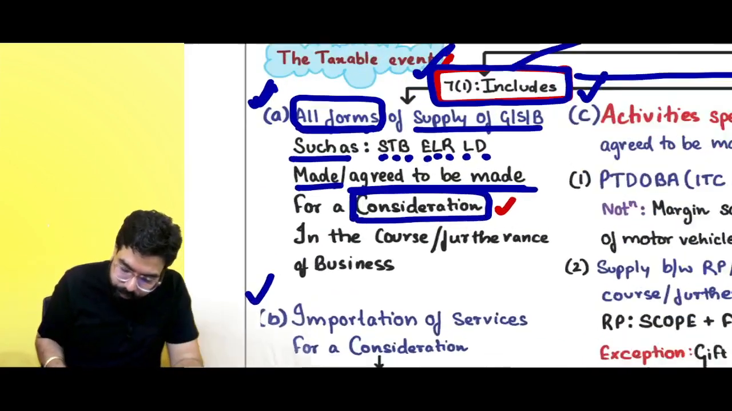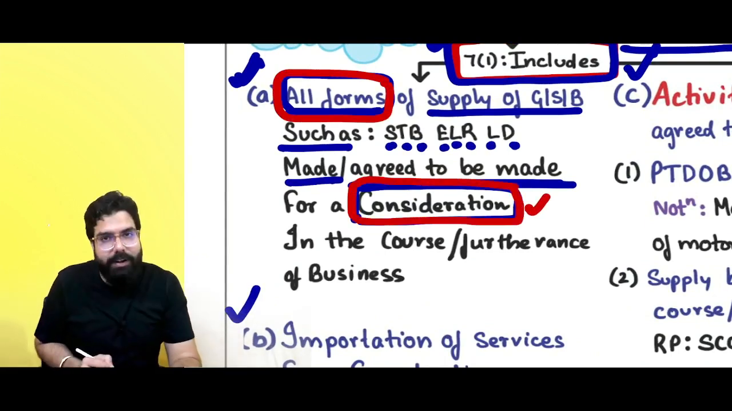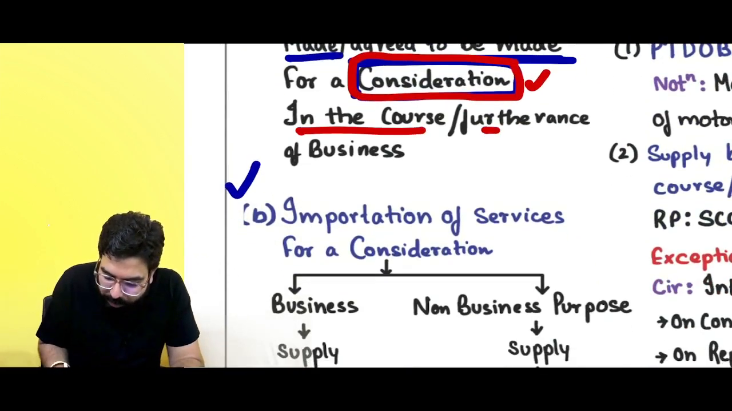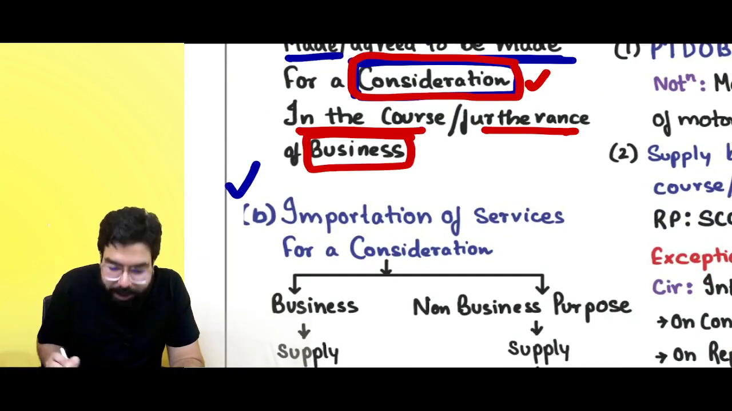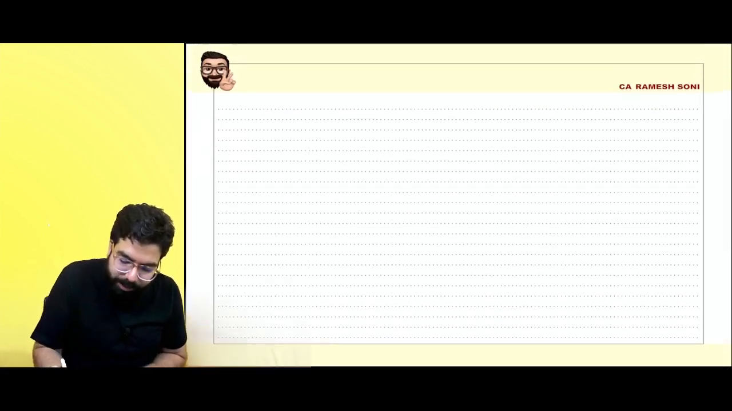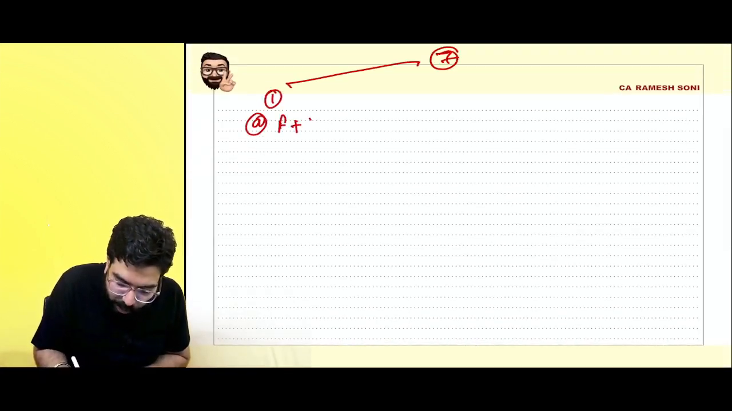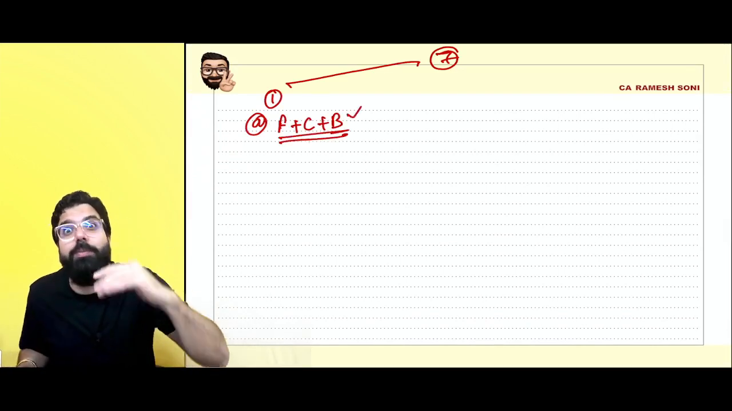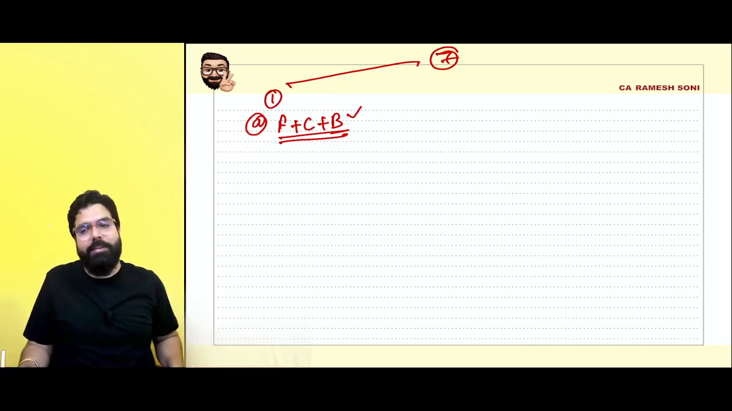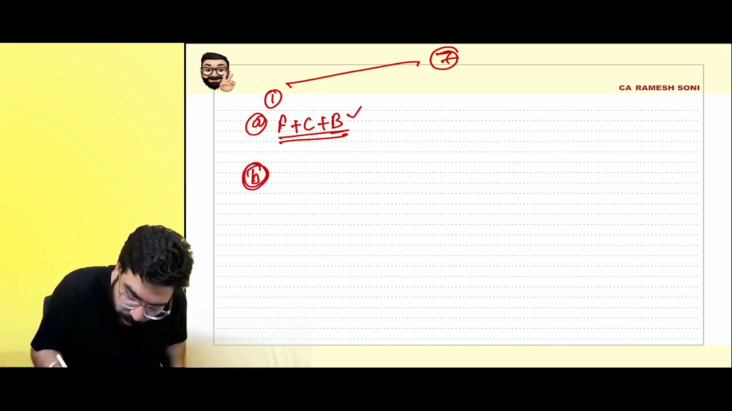Done, sir. So all forms of supply made or agreed to be made for a consideration in the course or furtherance of business will be considered as supply. Section 7(1)(a) says all forms, for a consideration, if done in the course or furtherance. Furtherance means promotion, advancement. Then it shall be considered as supply. Then we have the next one, section 7(1)(b).